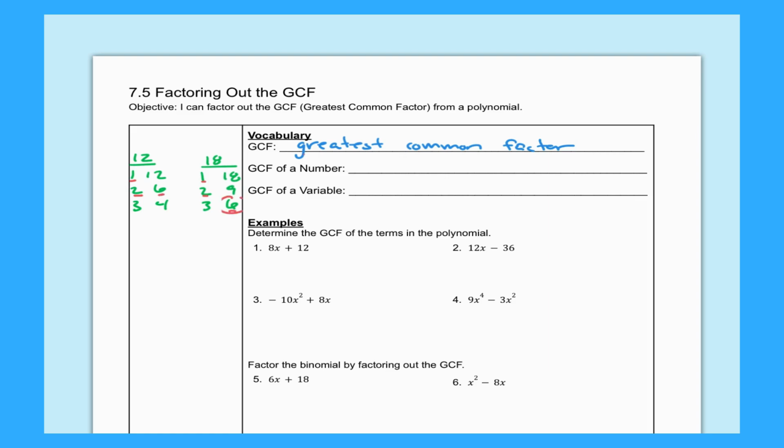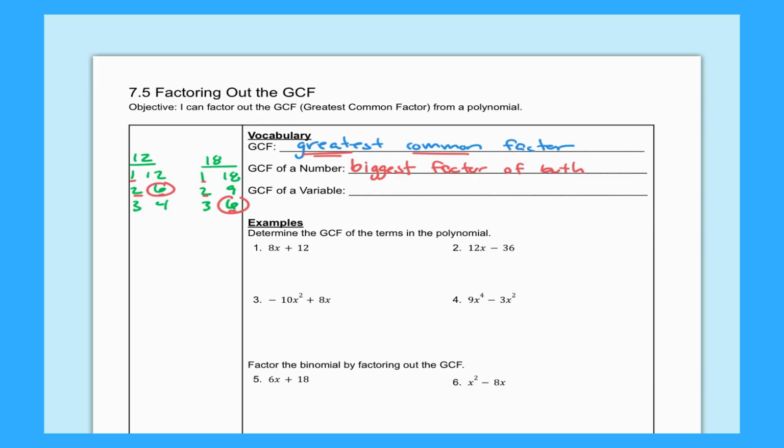So if I'm looking for the greatest common factor, so I'm looking for the common ones, they have 3 in common, 1, 2, and 6, but I want the greatest one they have in common. So the greatest one they have in common would be 6. So of 12 and 18, the greatest common factor is 6. So if we're looking for the GCF of a number, we want the biggest factor of both.